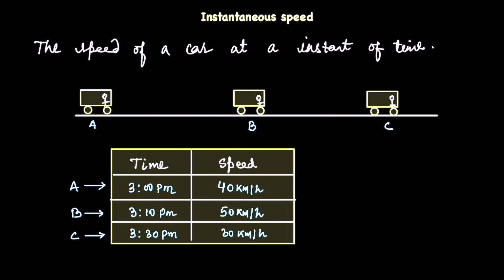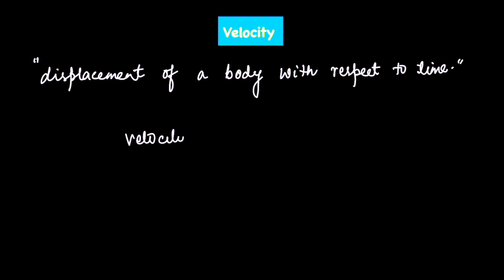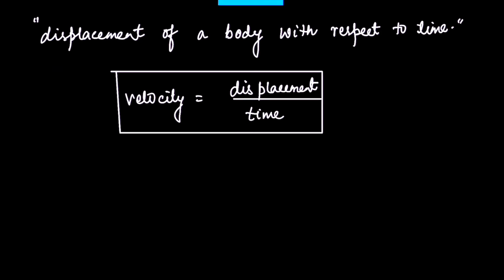Formula is same. Formula is not changing. Its formula is same as the distance upon time. Now we will study about the velocity. Velocity is defined as displacement of a body with respect to time. Speed was distance covered by a body with respect to time, but velocity is displacement of a body with respect to time. So here velocity can be written as displacement upon time. Displacement we already studied.